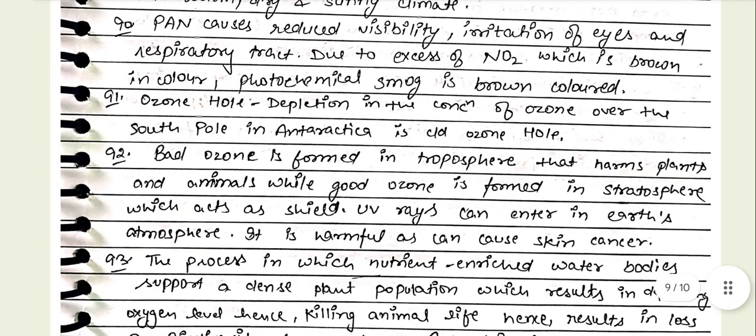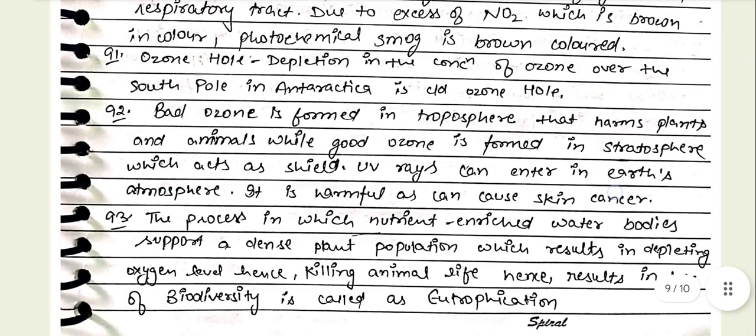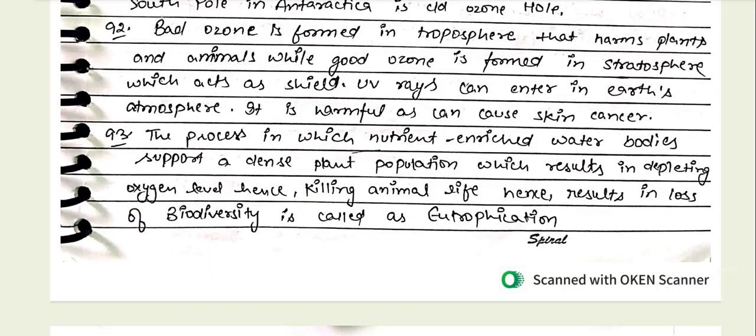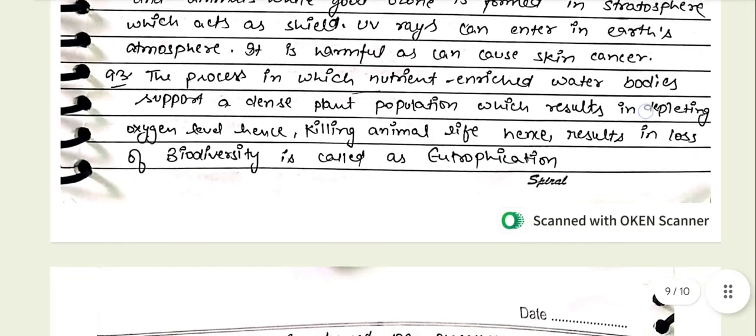Ozone hole. Depletion in the concentration of ozone over the South Pole in Antarctica is called the ozone hole. Bad ozone is formed in the troposphere that harms plants and animals, while good ozone is formed in the stratosphere, which acts as a shield. UV rays can enter Earth's atmosphere. It is harmful as it can cause skin cancer. The process in which nutrient-enriched water bodies support a dense plant population, which results in the depletion of oxygen level, hence killing animal life and resulting in the loss of biodiversity, is called eutrophication.